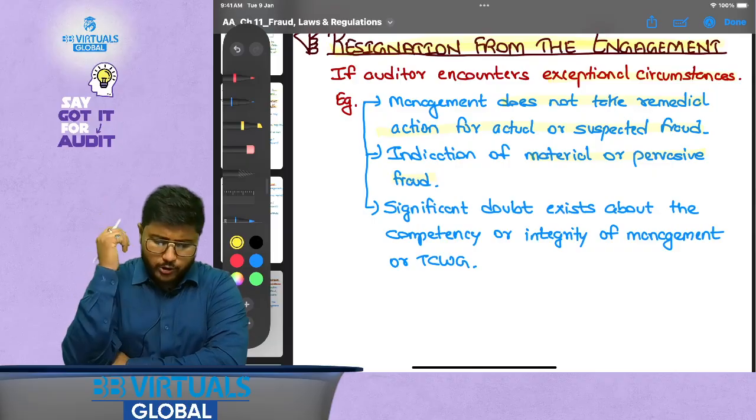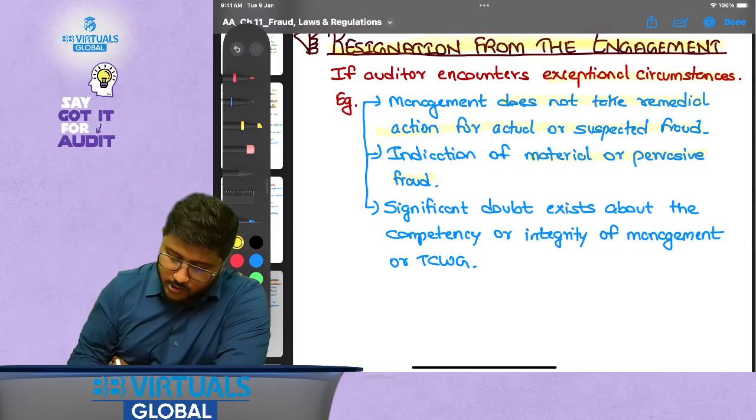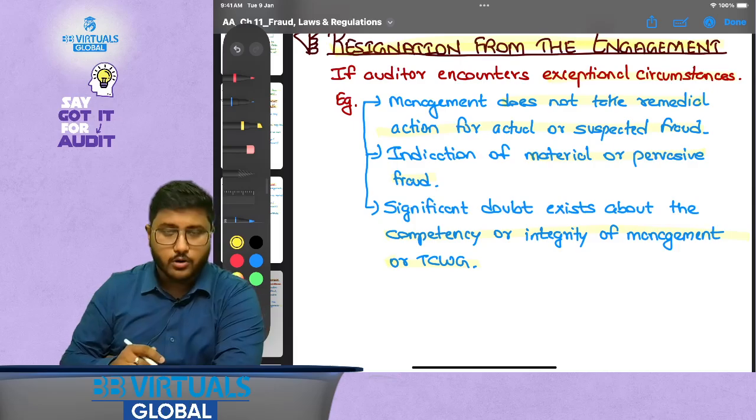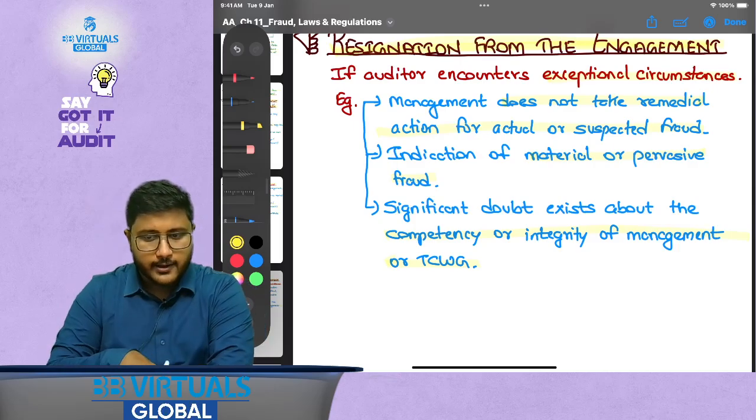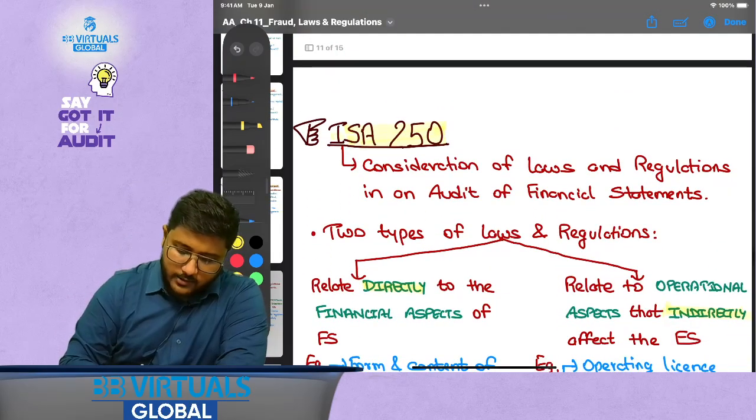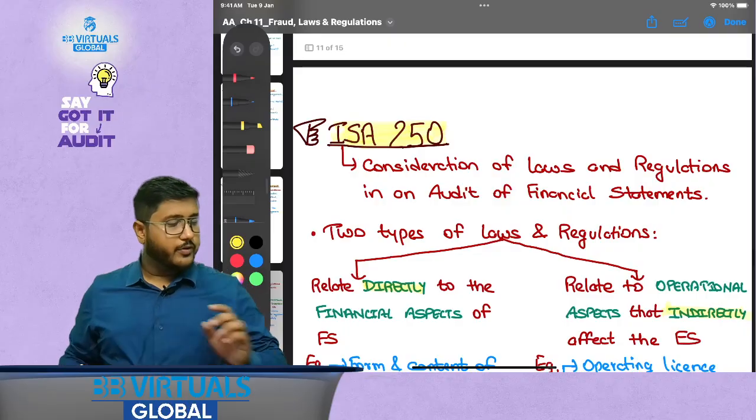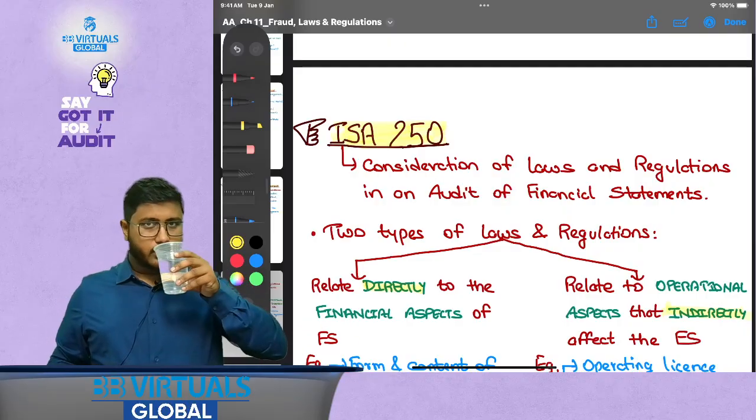Now you are not able to report, and significant doubt exists about the competency or integrity of the management or those charged with governance. I hope this is clear. Now with this, ISA 240 comes to an end, and now we can enter into ISA 250. Okay.